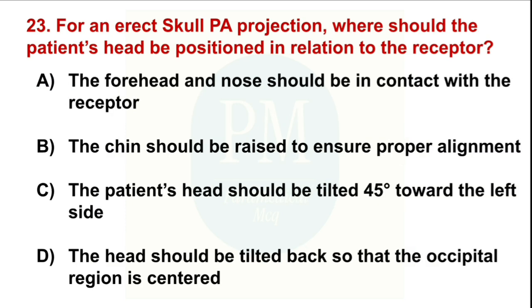For an erect skull PA projection, where should the patient's head be positioned in relation to the receptor? Option A. The forehead and nose should be in contact with the receptor. Option B. The chin should be raised to ensure proper alignment. Option C. The patient's head should be tilted 45 degrees toward the left side. Option D. The head should be tilted back so that the occipital region is centered. The correct option is option A. The forehead and nose should be in contact with the receptor.